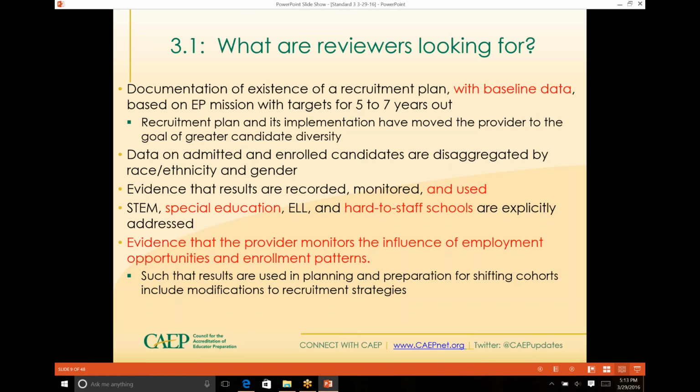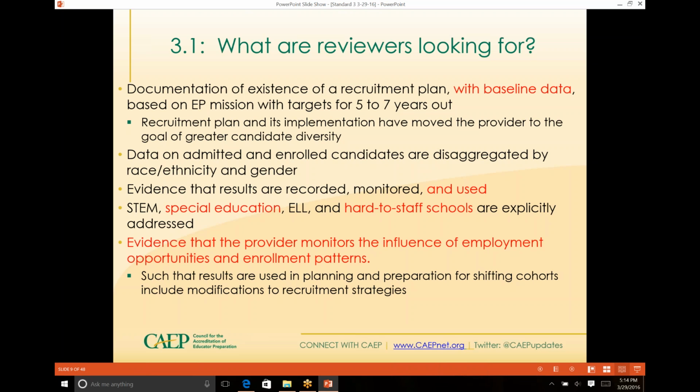And this is an entirely new one, that there's evidence that as a provider, you're monitoring the influence of employment opportunities and employment patterns. So as your state perhaps comes out and says, look, we look to have a shortage of math teachers in the middle grades over the next 5 years, it would be heaven if that kind of information were available. But if it is in your state, that you're monitoring those kinds of needs and that you're using that to inform your recruitments.